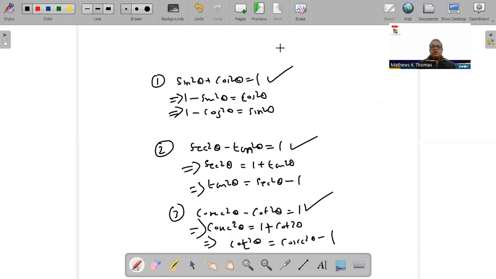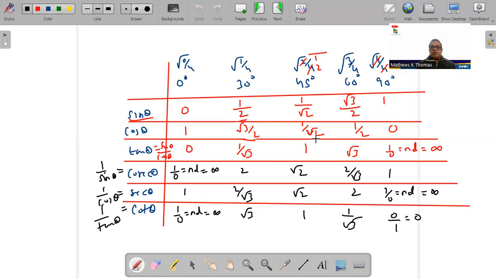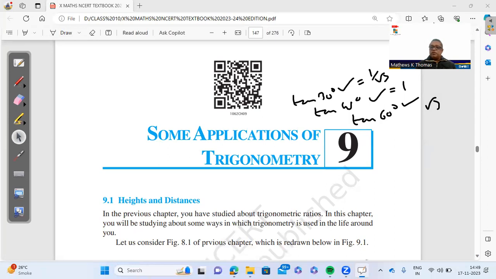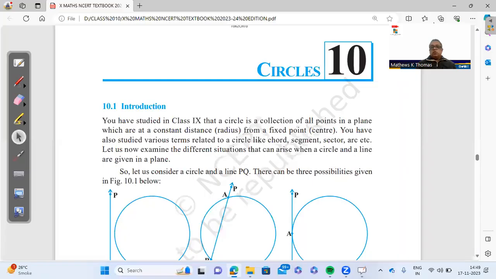So you had done this table, that is okay. But when we are doing applications, we are using only sine, cos and tan, and mainly the values of tan, 30, 45 and 60. So these three values you should memorize so that you don't waste time at all. So tan 30 1 by root 3, tan 45 1, tan 60 root 3. Rest of the formulas remain as it is. What you've done in sine, cos, tan, the same formulas we'll be using. No additional formulas here. Next we come to the circles chapter.